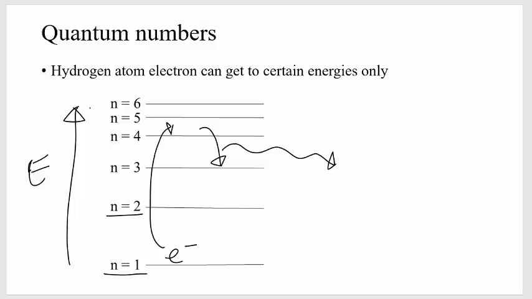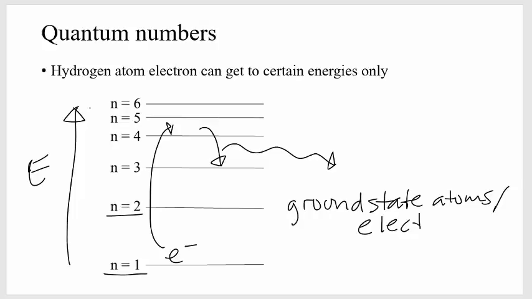What we're going to talk about are quantum numbers, and those are for ground state atoms and ground state electrons. And also, I'll only be talking about uncharged atoms.